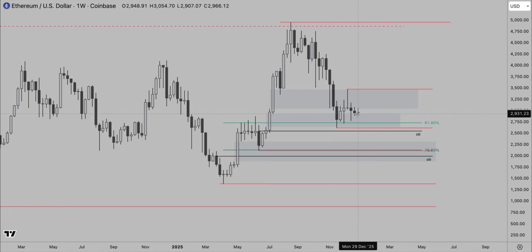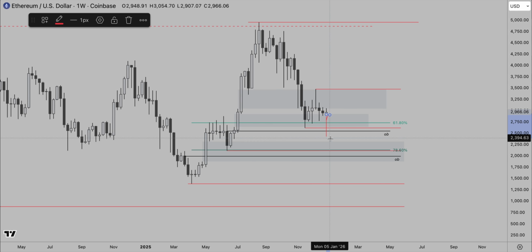If we do come into this area, we want to see how we react from it. Because if we come into it and we completely reject and bounce aggressively above, this will be your sweep of liquidity and a strong low being created. And you want to see how price reacts from that going forward, because that could be your strong low and we'll get the move to the upside.